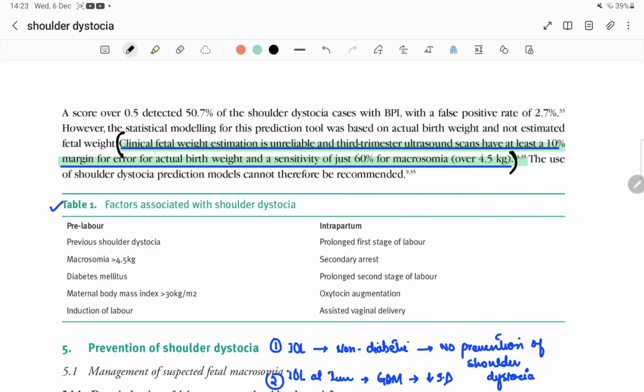Now here it is clearly written that clinical fetal weight estimation is unreliable. The way we do estimated fetal weight is unreliable, and even the scan has at least a 10% margin of error from actual birth weight. Okay? And sensitivity is just 60% for macrosomia over 4.5 kg. If during a clinical exam you give the estimated fetal weight to the examiner and they say there is a difference in it, you can clearly say, ma'am, the clinical estimation is unreliable.